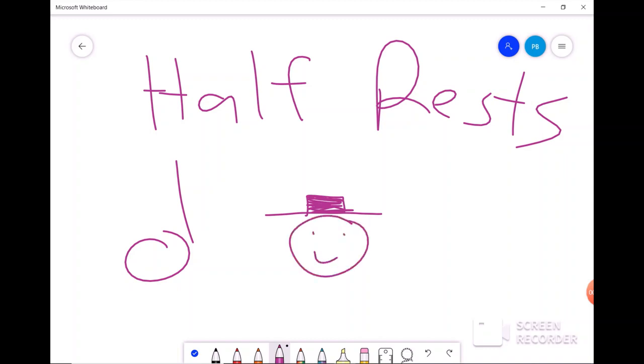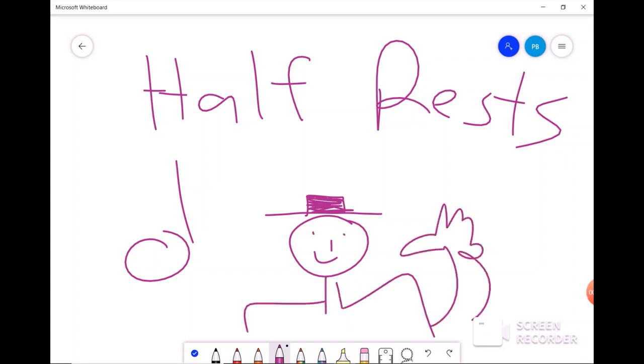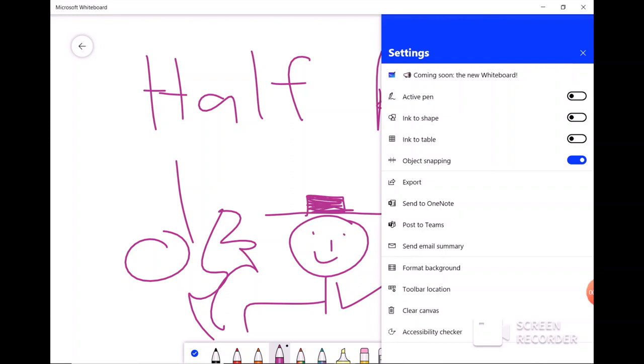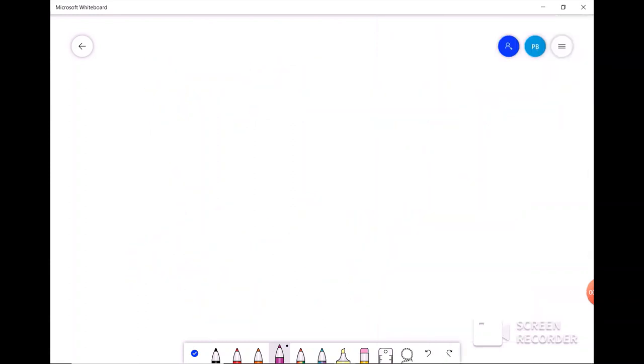Look, guy's wearing a hat. Hi, I'm wearing a hat. See how a half rest looks like a hat? Remember that half rests get two beats each. So far, we've learned about a quarter rest and a half rest.